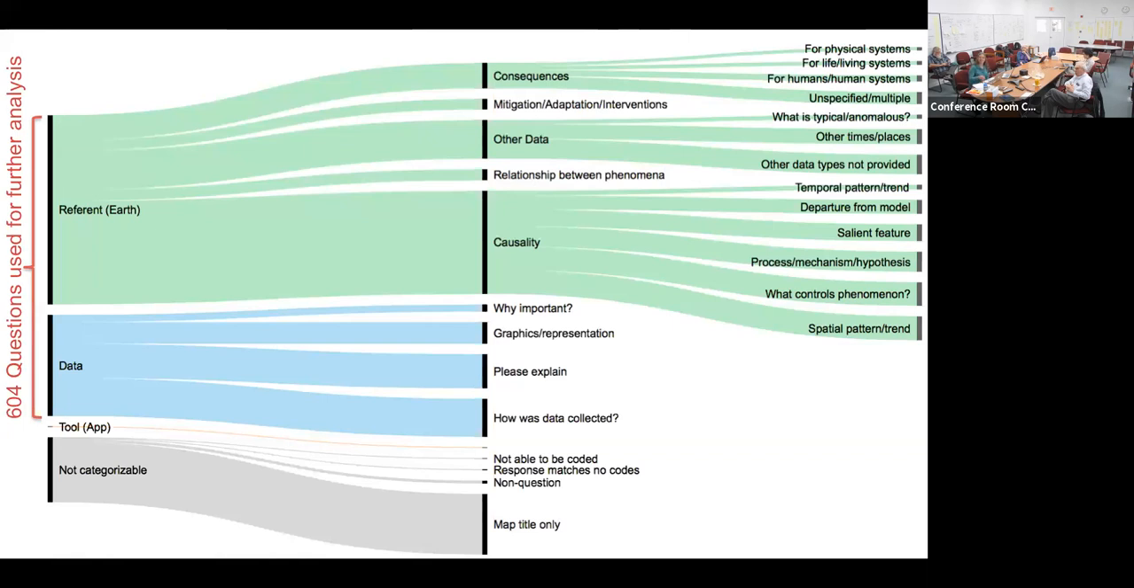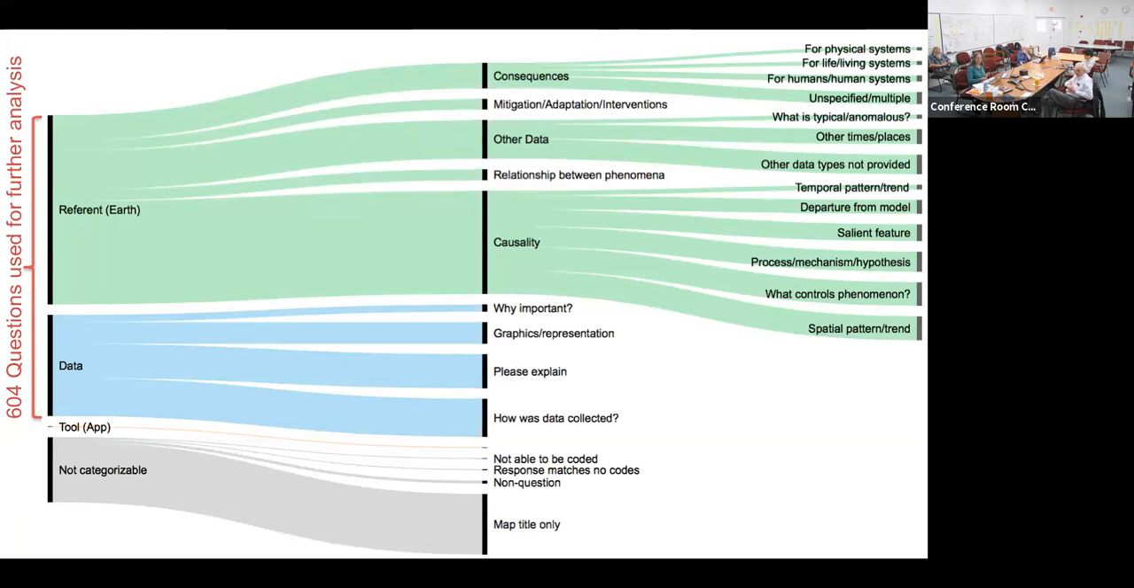And the width of each bar in this alluvial diagram is proportional to how many questions were generated across all the question asking conditions. I forgot to mention when I was talking about our methodology that all the participants saw both map sets and experienced both prompts. But any given participant saw only either the iPad app or the atlas, not both.